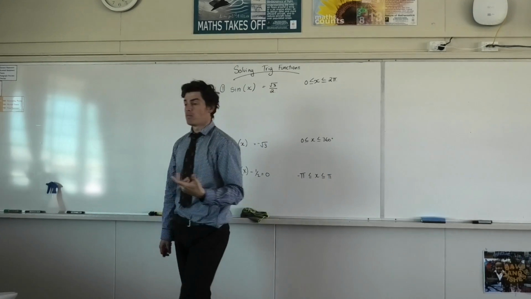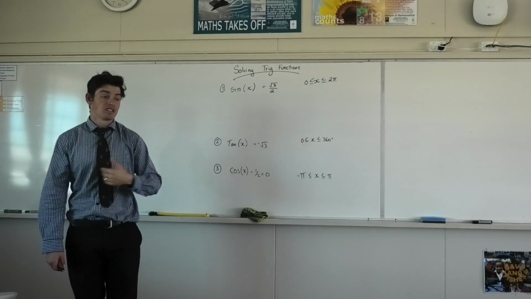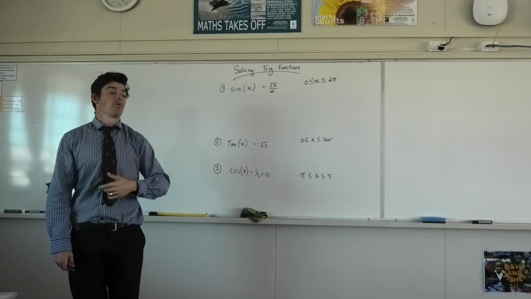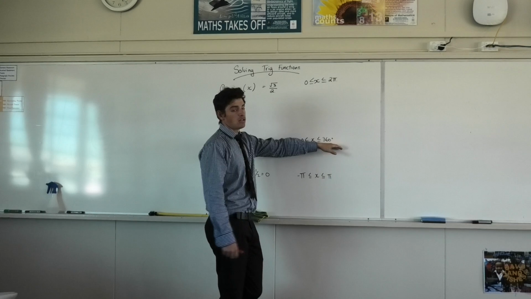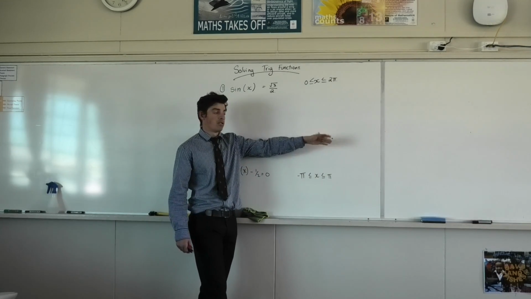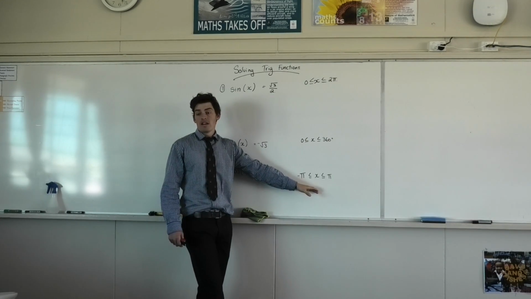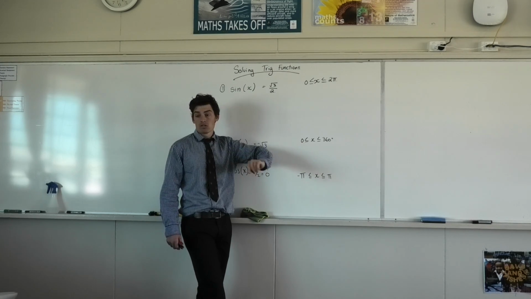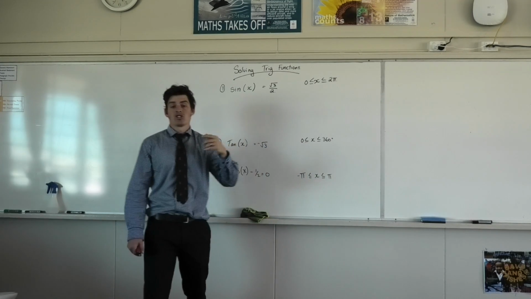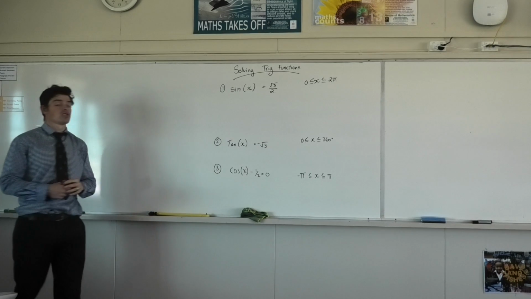What does that mean? It means I'm doing one full rotation. Where do I start? 0. Where do I finish? 2 pi. In this scenario, I've gone 0 to 360. What's different? I'm in degrees in this one. Negative pi to pi. So it starts at negative pi and it works its way around to pi. Cool? Still a full rotation. We're just getting used to where it starts and where it finishes.